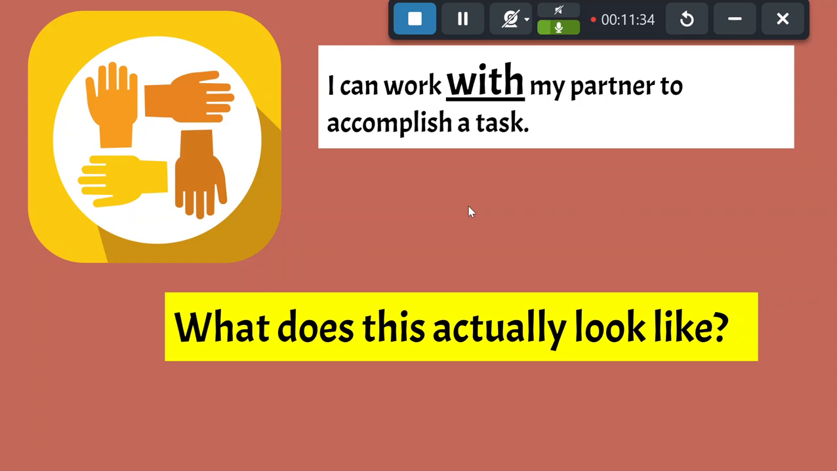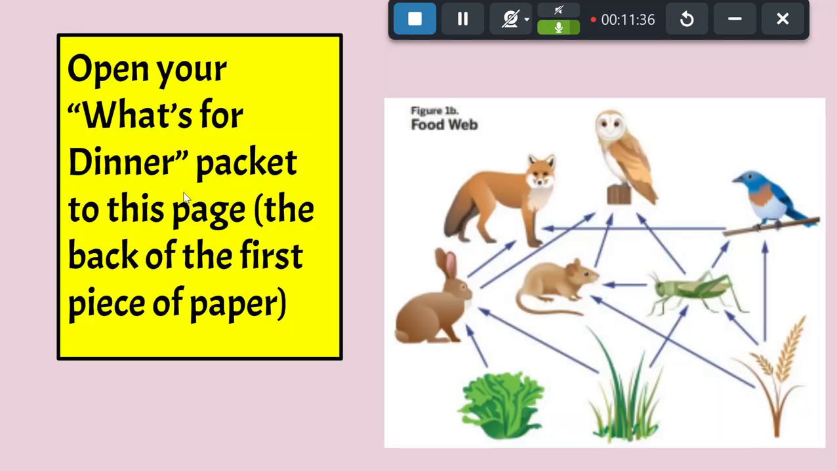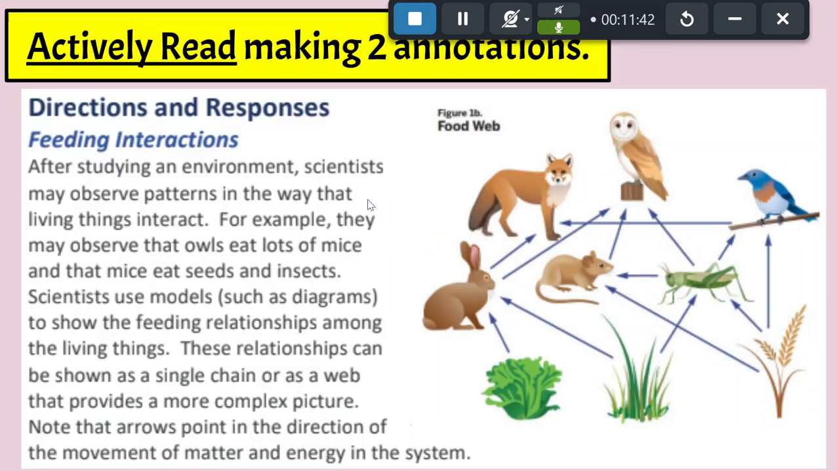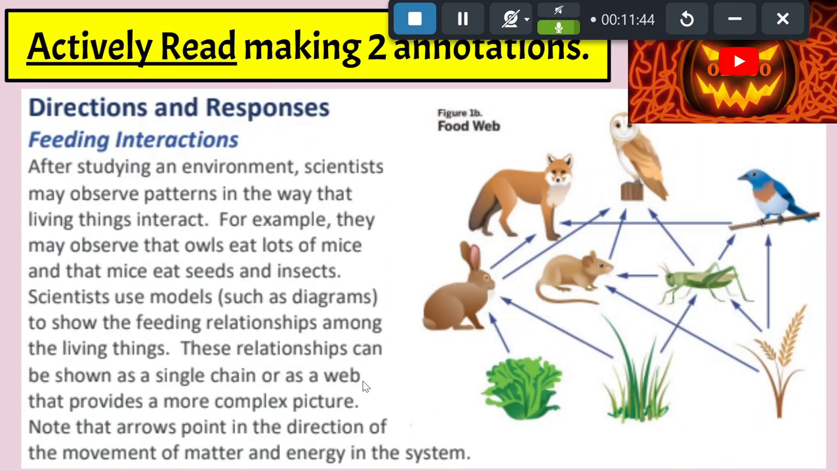Before we quite work with everybody, in the What's for Dinner package, on the back side of the first page, look for this diagram and for this paragraph. You're going to read your paragraph and make 2 annotations, and then we'll continue on. So I gave everybody 2 minutes for this. Directions and responses. Feeding interactions.